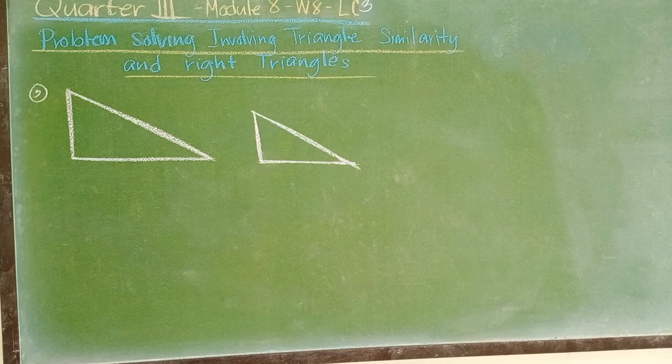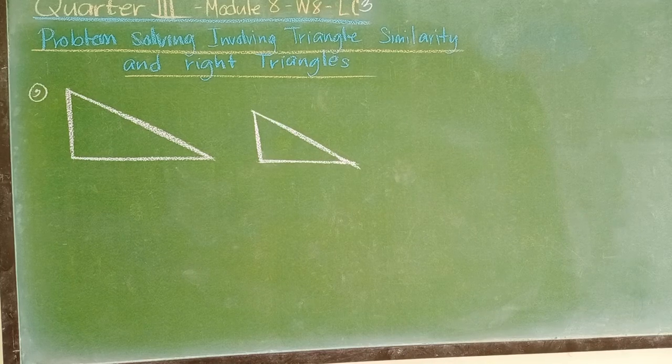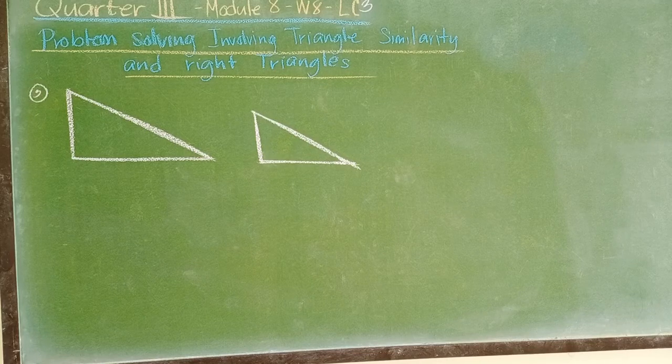Next number 3. So we have the length of the sides of a triangle are 14, 8, and 6. Find the perimeter of a similar triangle if the length of its shortest side is 12. So ang nakalagay dito is, meron kang dalawang similar triangles. Yung isang triangle given yung mga sides niya, which are 14, 8, and 6. So obviously yung 14 mapupunta doon sa may pinakamalaking side.